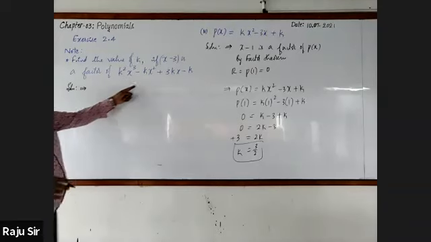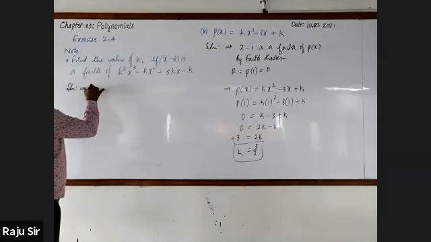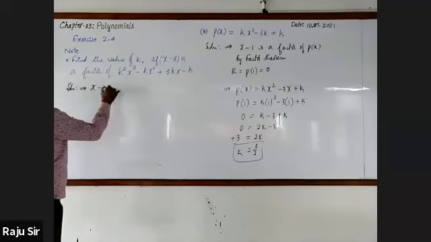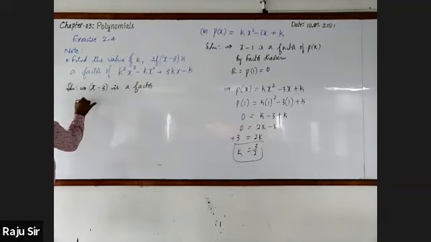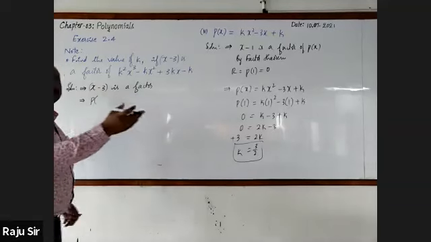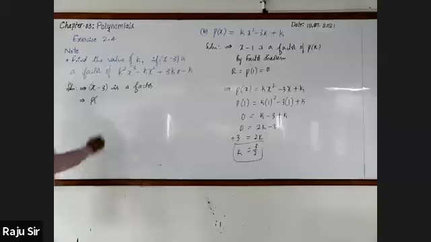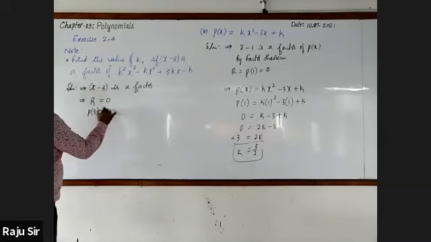They have given that x minus 3 is a factor. Then what is the remainder? Zero. So this will also be p of 3, because if you write x minus 3 equal to 0, then x equal to 3 can also be taken. So the remainder is 0, where this remainder is p of 3, which is equal to 0.